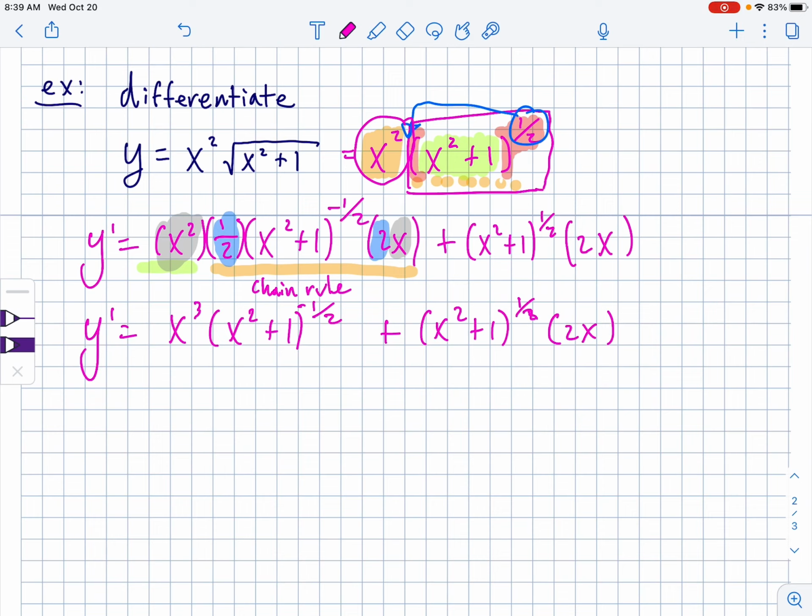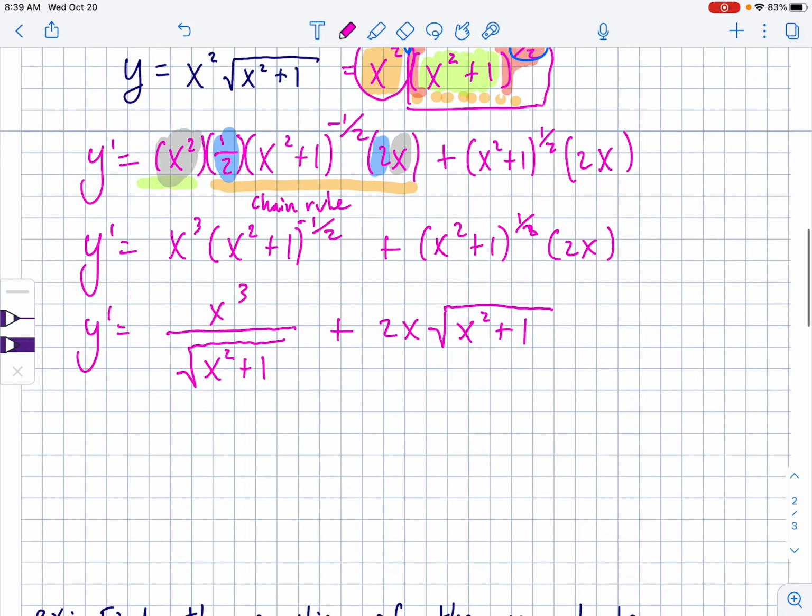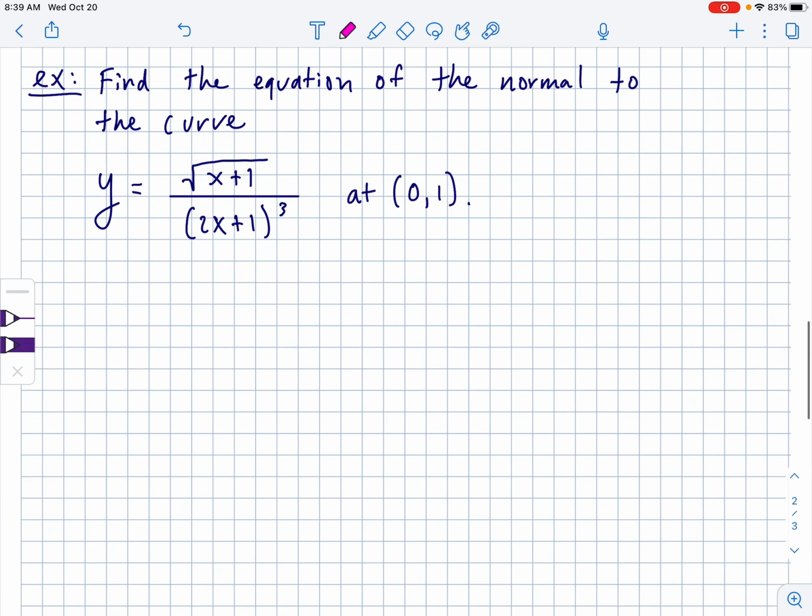Yeah, I didn't touch the second part, but now let's move things to the denominator and make any powers of 1/2 square roots. Two moves at once, guys. Bring the 2x out in front of the radical so it doesn't look like it's part of the radical. There it is. That's the derivative.